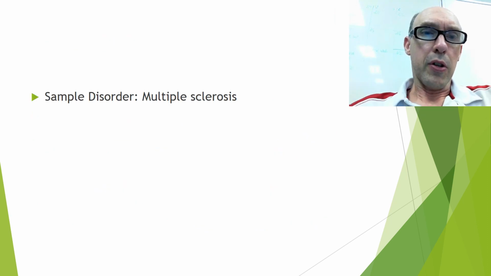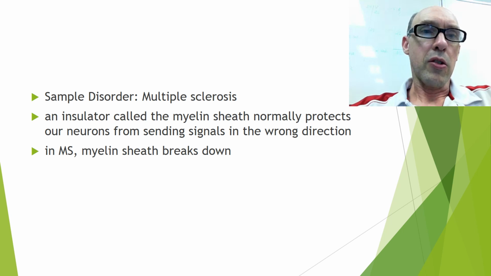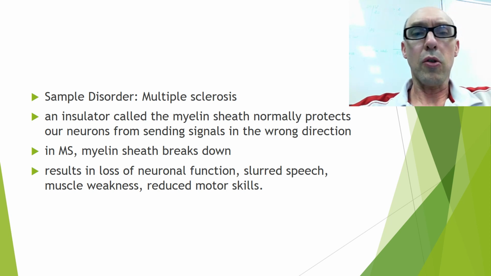Lastly, a sample disorder is MS, multiple sclerosis, and what happens is your nerve cells have an insulating layer on the outside called a myelin sheath, and its job is to protect the neurons from sending the electricity in the wrong direction. Think about it as an electrical wire that somebody rubbed the insulation off. So in MS, what happens is that sheath is broken down, and as a result, we lose neurological function. Well, that doesn't sound bad. Well, what that means is our speech gets slurred, muscle weakness, and reduced motor skill, which is the problem.